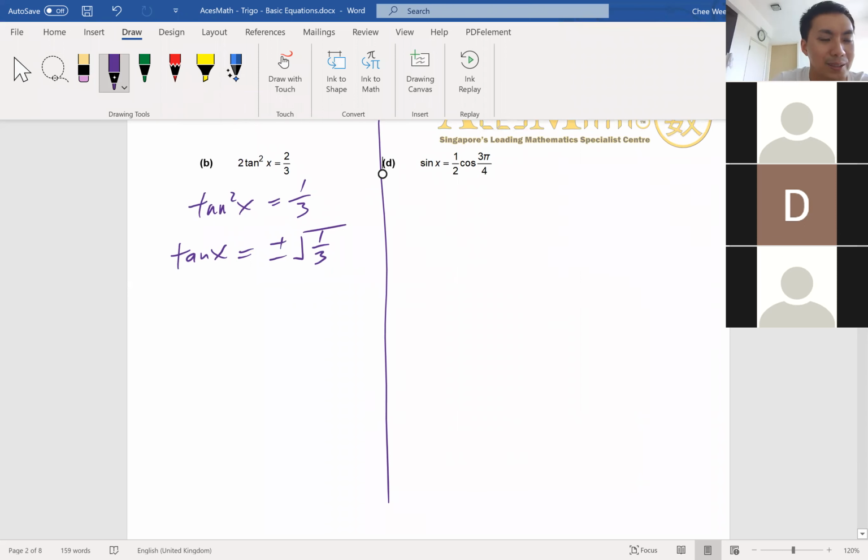So this may seem confusing, right? Because tangent is both positive and negative, right? But it's just two cases, all right? And in fact, it's actually the best case. What do I mean by this, right? So actually tan x is equal to square root of 1/3 or minus square root of 1/3, right?